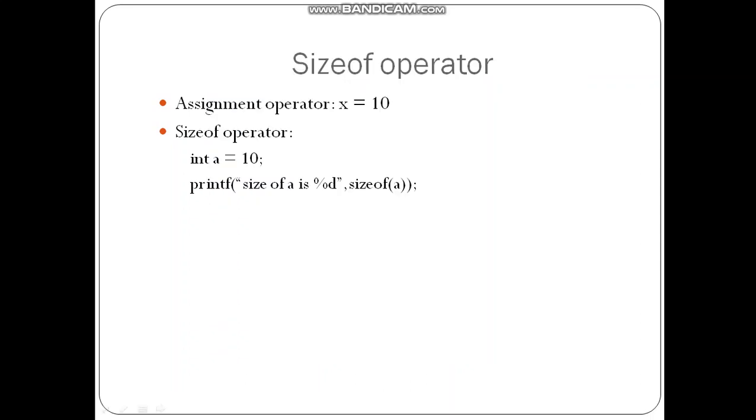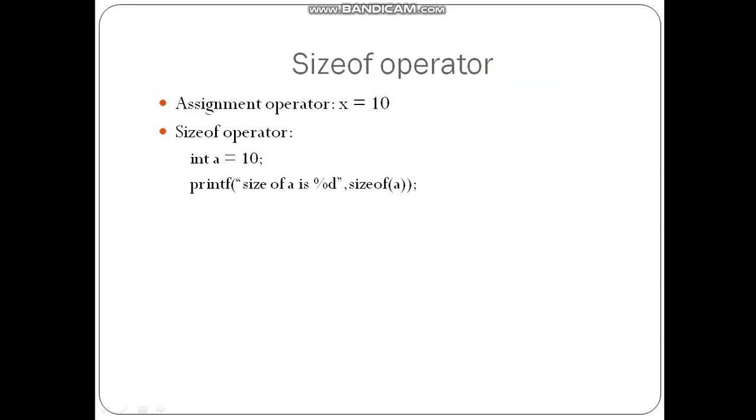The value 10 is assigned to the variable x. And don't get confused between single equal and double equal. We have already seen the equality operator, which was a binary operator. So double equal means we are comparing something, whether this is equal to that or not. But here it is an assignment operator. It means we are assigning the value of 10 to variable x.